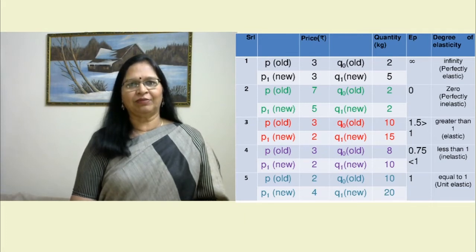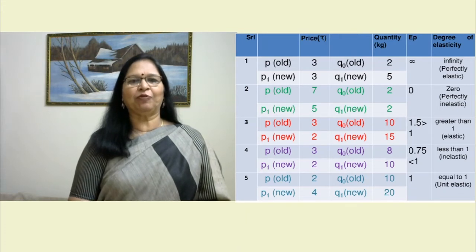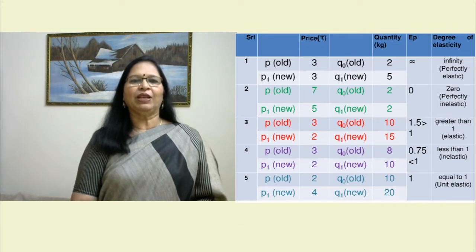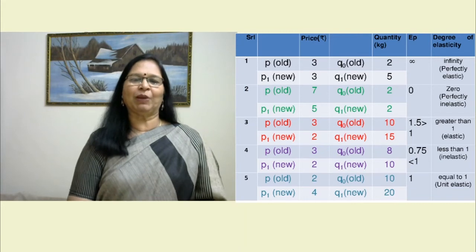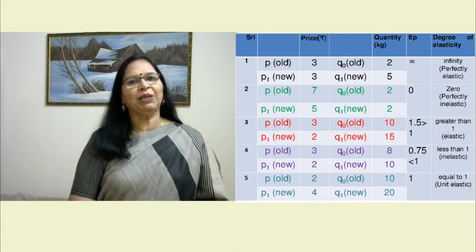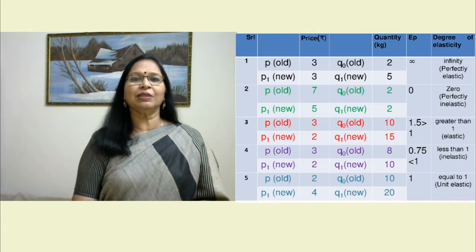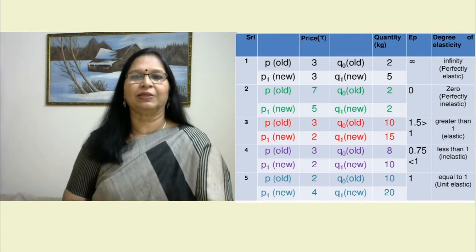And the last one I've put as the blue color one, which is old price at 2 and new price at 4, and the old quantity at 10 and new quantity at 20. So totally what we get is the value is 1. After applying the formula, you get 1, which means that it is unitary elastic demand. So this table is very easy to apply. You can try out with different numbers.